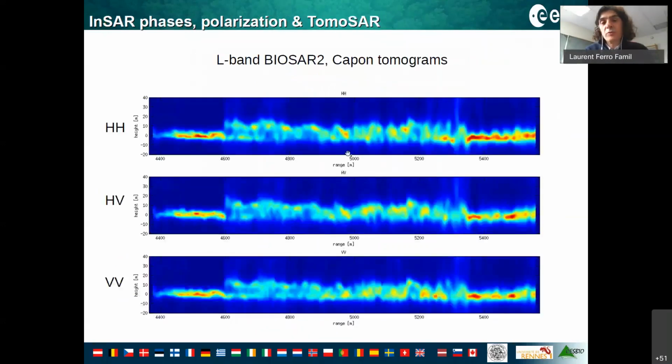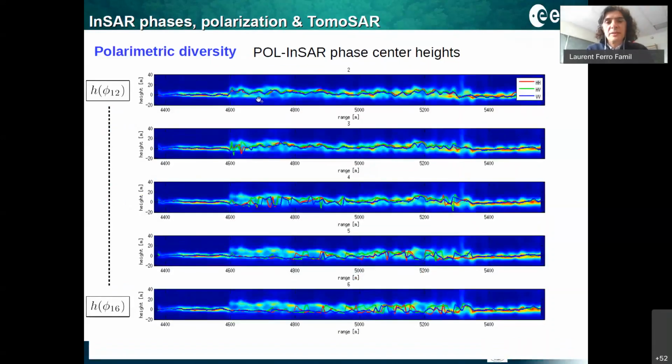One example, here are tomograms obtained over the Krycklan test site at Remningstorp. Krycklan is a forest located in Sweden. These data were acquired by the DLR in the frame of the BioSAR 2 campaign. And here you have profiles obtained for HH, HV, and VV. We just represented here this tomography profile, and we superimpose the phase center height we get by considering the different couples of SAR images. I mean, this is an interferometric information.